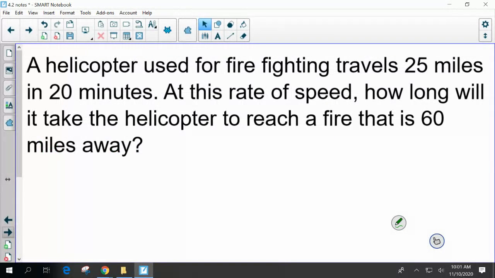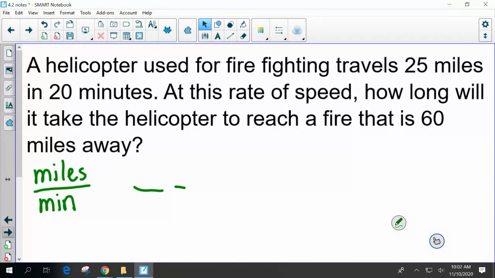A helicopter used for firefighting travels 25 miles in 20 minutes. So the two things we're talking about are miles and minutes, right? So I'm going to put miles over minutes. It doesn't matter what order you put them in, as long as when you make your proportions, you put them in the correct spot. So 25 miles in 20 minutes.